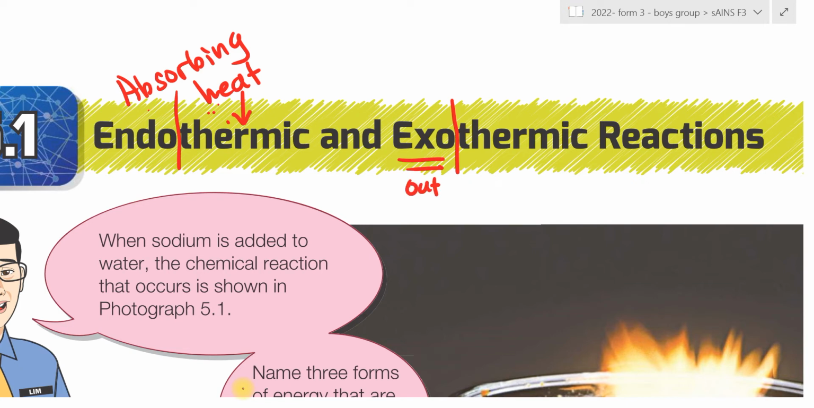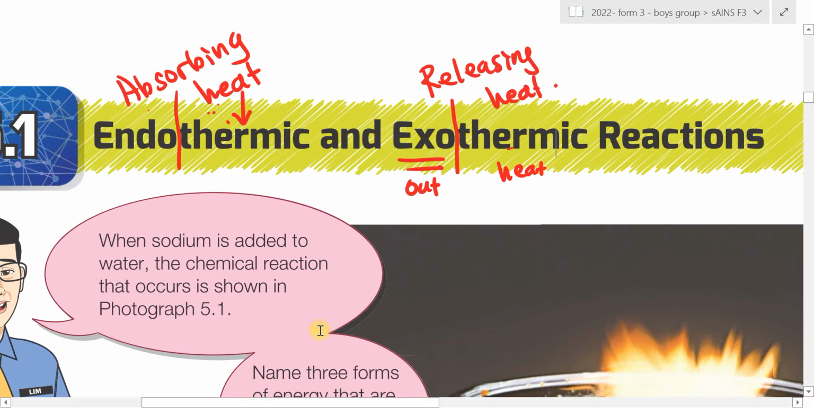Exo means out. Thermic means heat. Heat out, that means releasing heat. Okay. Endo means absorb. Exo means release.